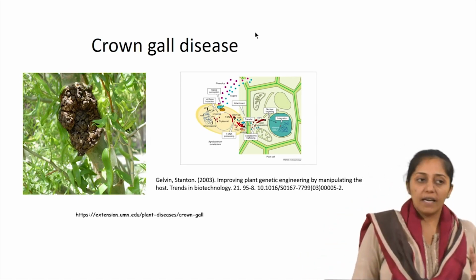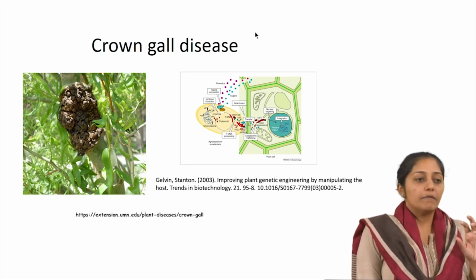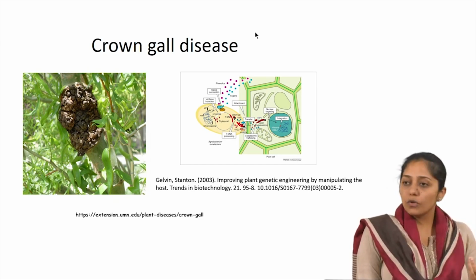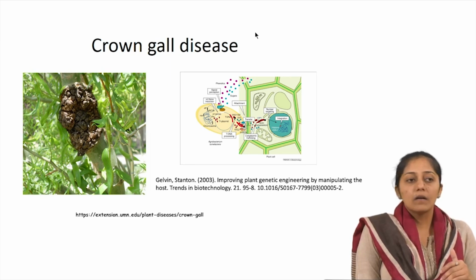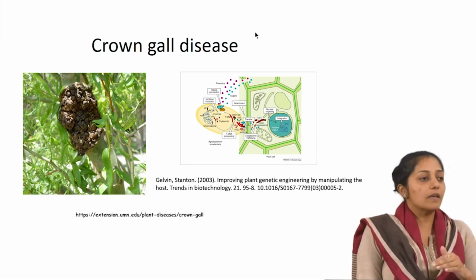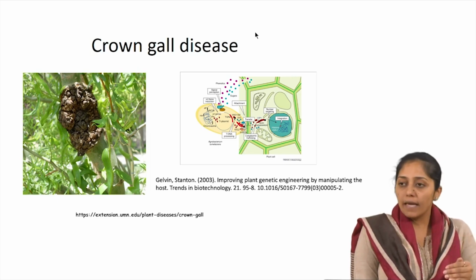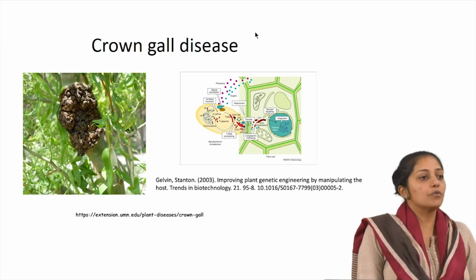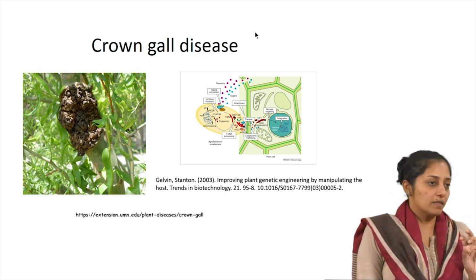Generally the selective agent, and because these are all binary vectors, we were also talking about there are conjugate plasmids and there are non-transmissible plasmids. Now for non-transmissible plasmids which are non-conjugate, the facilitation is done using conjugate plasmids. So in that case we use binary vectors.